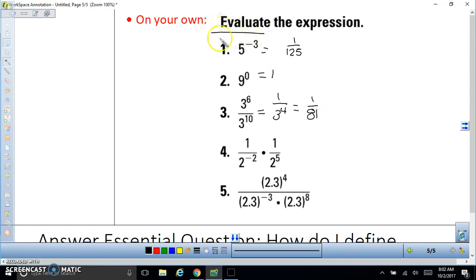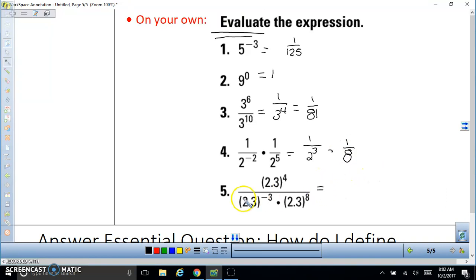This next one, we're going to have 1 over, add these two exponents together, 2 cubed, and 1 over 2 cubed is 2 times 2 is 4, 4 times 2 is 8.